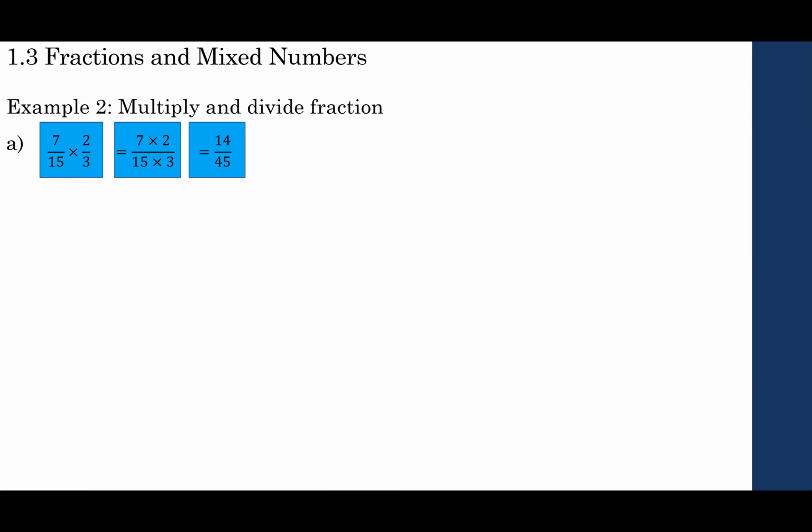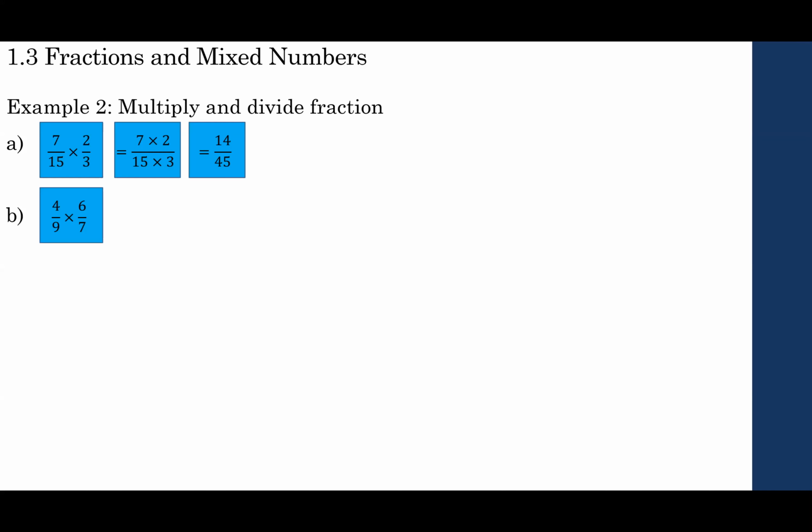Now you just ask yourself, can this be reduced? In this case, you cannot. You can see right here, 7 and 15 cannot reduce, 2 cannot reduce to 3, or 2 to 15, right? So this is our final answer, 14 over 45, okay? So multiplication is that simple, that easy. All you do is take the numerator times the numerator, the top number times the top number, and the bottom number times the bottom number, okay?